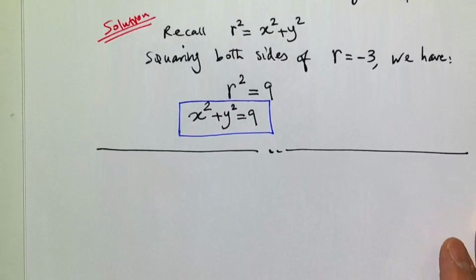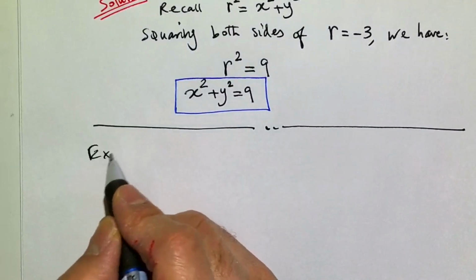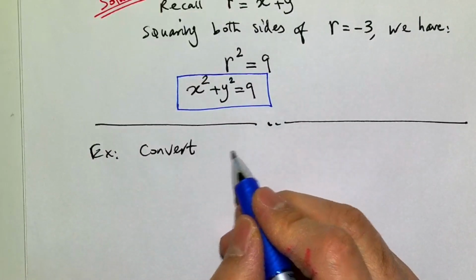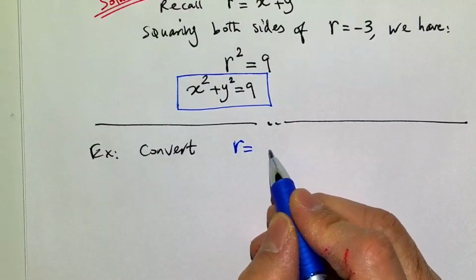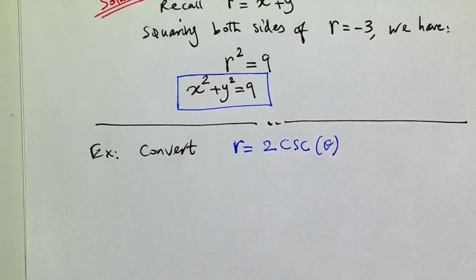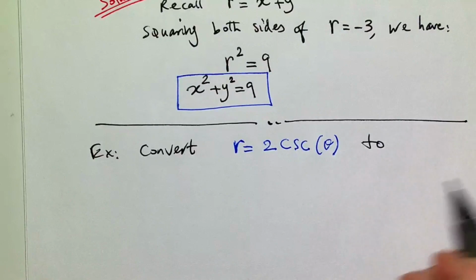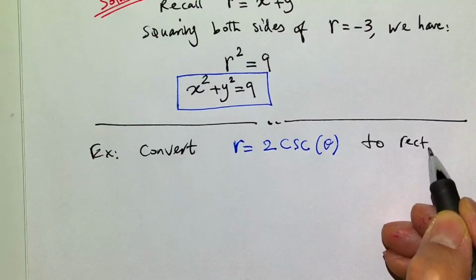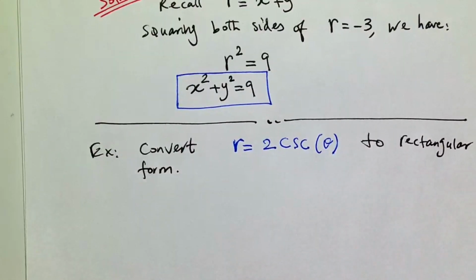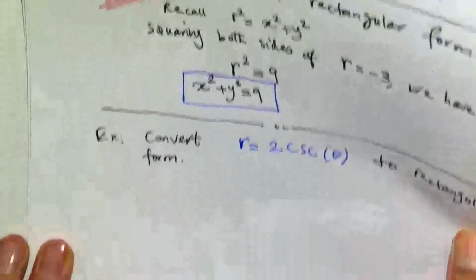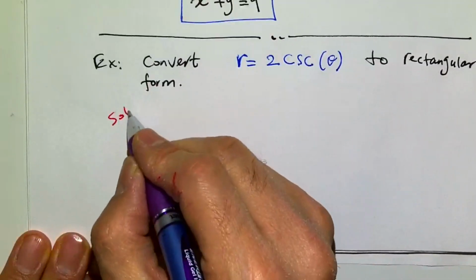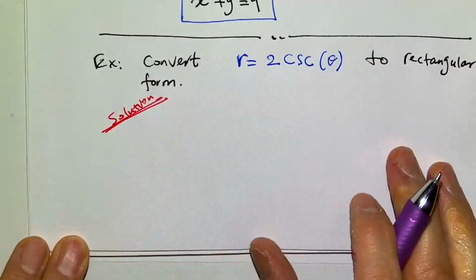Okay, so let's do another example. Suppose we want to convert this equation in polar form, r equals 2 cosecant of theta, to rectangular form. So please take a moment, a few minutes, 10, 15 minutes. Work this out on a piece of scratch paper on your own, and then come back to the video.